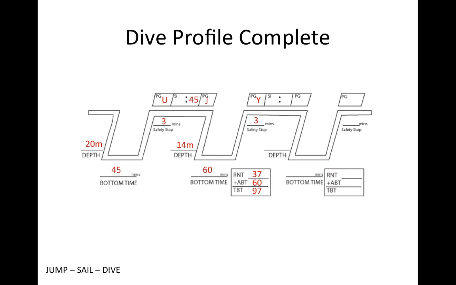So let's look at our completed dive profile. So we've done 20 meters for 45 minutes with a 3-minute safety stop. We have to do that. This gave us a pressure group of U. We then did a 45-minute surface interval that gave us a pressure group of J. From there, we then did a 14-meter dive for 60 minutes. And so we worked out our total bottom time of 97 minutes. Notice on both of these dives, we have to have a safety stop. It's not a choice. You must have one. This gives us a pressure group of Y. If we continue to dive and do a third dive for the day, we'd have to have a surface interval of at least 3 hours.